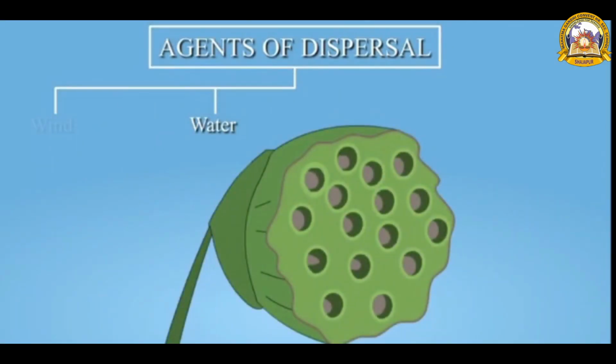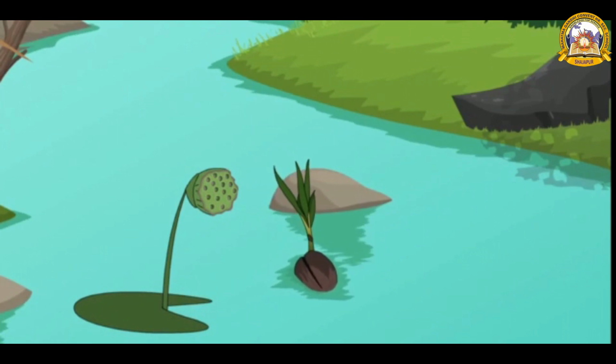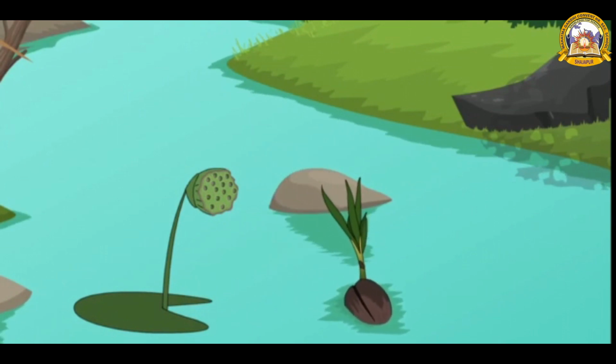Water as an agent of dispersal: the lotus fruit has a spongy part and the coconut has a fibrous outer covering to enable them to float on water.